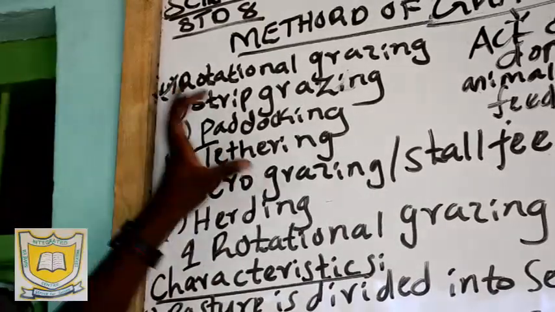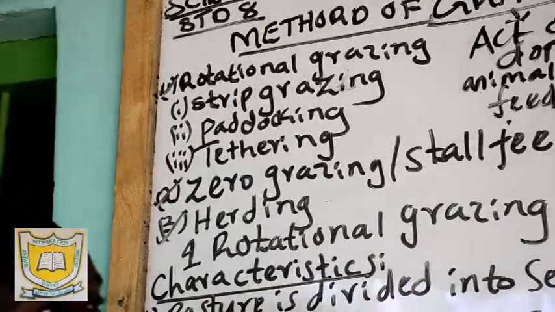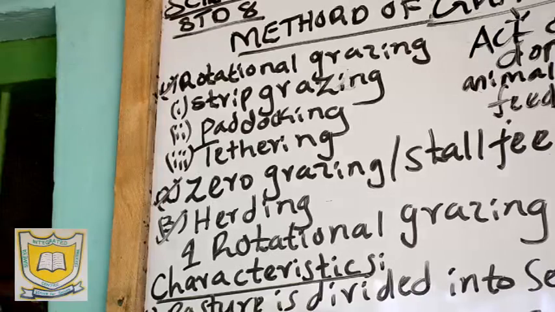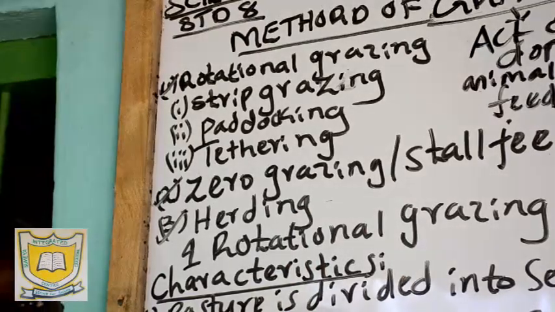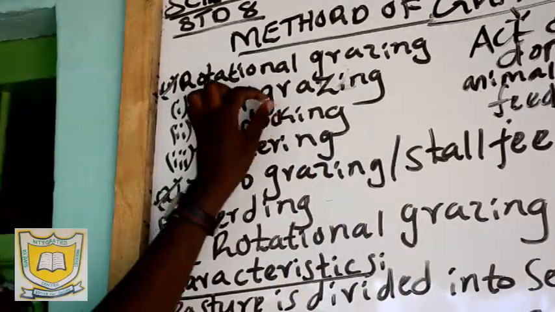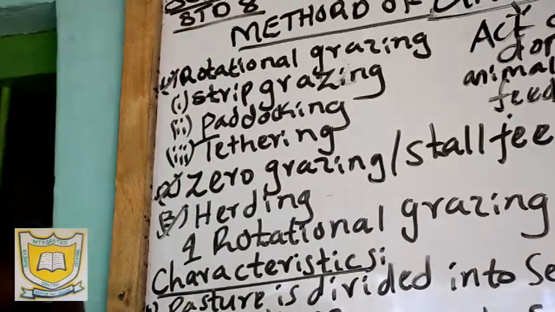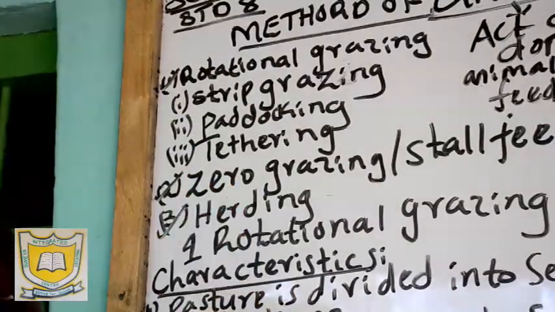Under rotational grazing, we have three sub-branches, or three examples of rotational grazing. The first example is what we call strip grazing. The second example is paddocking, and lastly we have what we call tethering.